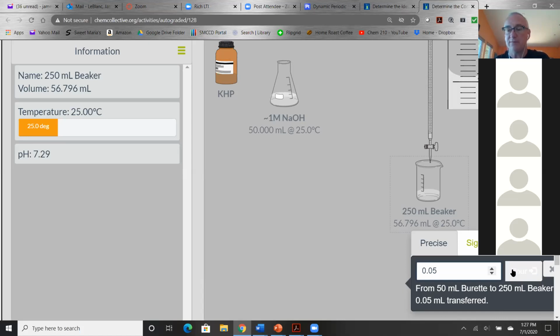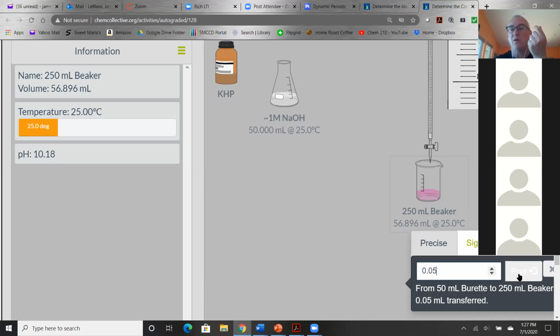I'm just going to add one more and see if it turns color. Nope, not quite yet. There it goes. Yeah, so in one small addition, it went from 7.8 to 10. So that's when the phenolphthalein changes color, when it's basic, when it's very basic. And it only takes a tiny amount, because at that pH, the concentration of hydroxide ion is really small.